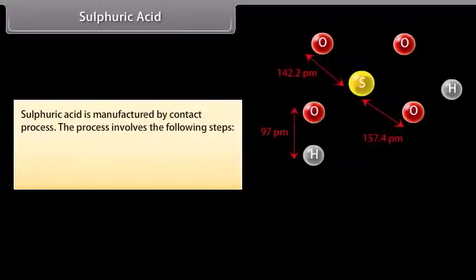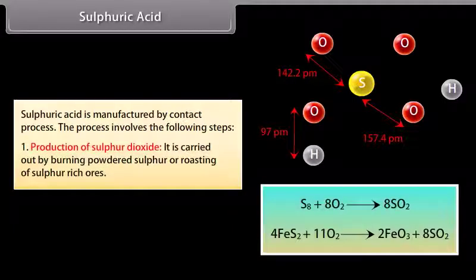Sulfuric acid. It is the most important oxyacid of sulfur. It occurs in certain minerals and springs. It has large application in industries and is also known as the king of chemicals. Sulfuric acid is manufactured by the contact process. The process involves the following steps.